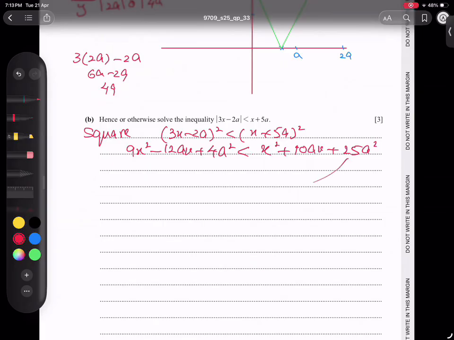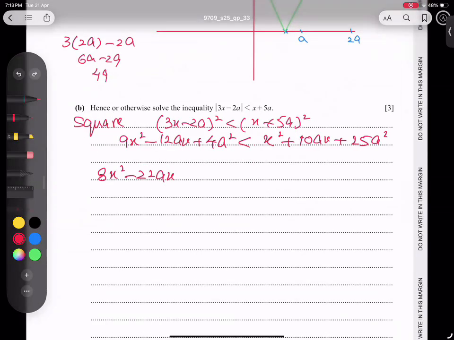I bring all values to the left side. Out of 9, this one is gone, I get 8x squared. This added, I get negative 22ax. This subtracted, I get negative 21a squared. So I can go for factorization.